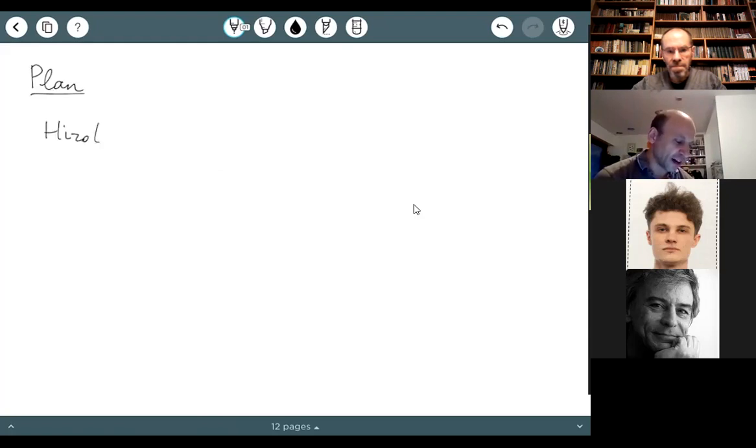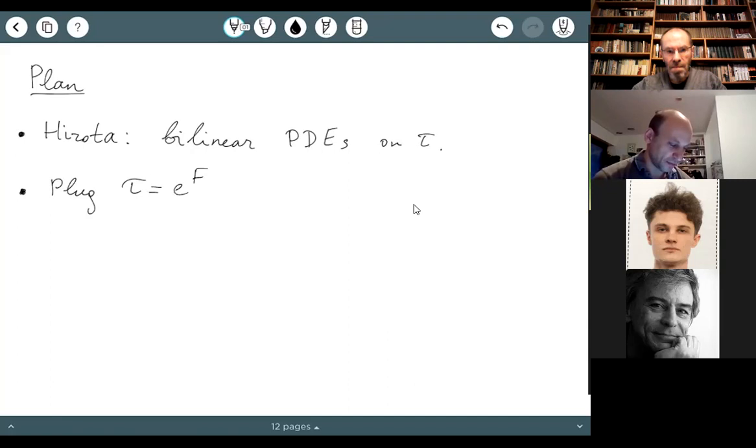So the Hirota hierarchy is composed of bilinear PDEs on tau. We plug tau equals e to the f, into the equations P2, P3, and so on. And then we get what is called the Kadomtsev-Petviashvili hierarchy.